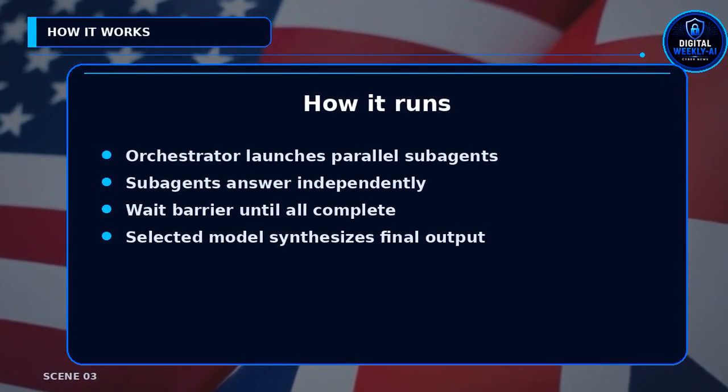The orchestrator spawns parallel subagents. Each subagent runs independently. A weight barrier holds until all finish. The selected model becomes the chair. It synthesizes agreement and divergence.